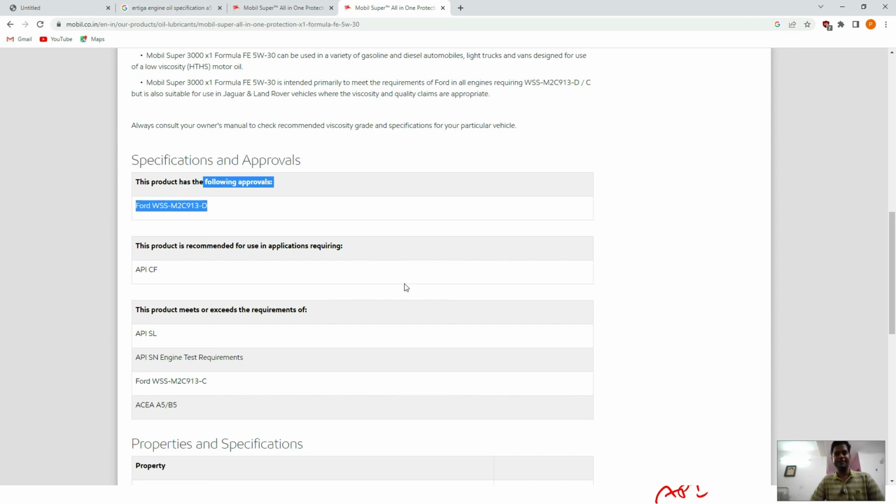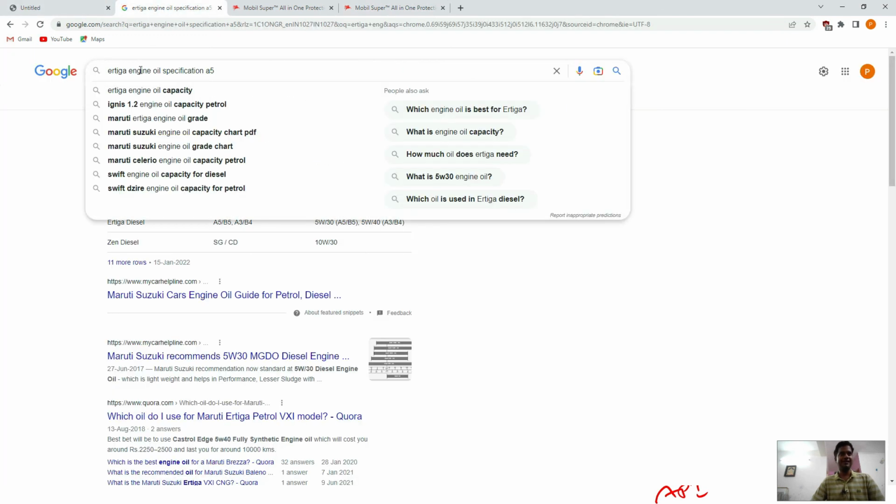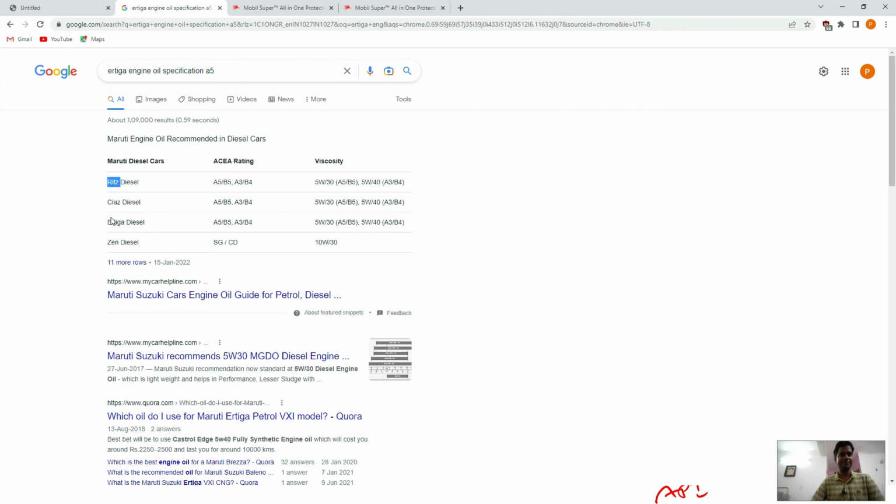Now people may ask, we don't have a Ford car, we have a different car, how can we find it for our car? Very, very simple. See here, I have typed engine oil specification, just type something like this. If you see here, it's Ertiga, and it has both ACEA ratings of A5/B5 and A3/B4. But if you choose to use A5/B5, you should use 5W30, and if you choose to use A3/B4, you should use 5W40. This is very, very important. That's the main reason I am saying this again and again.